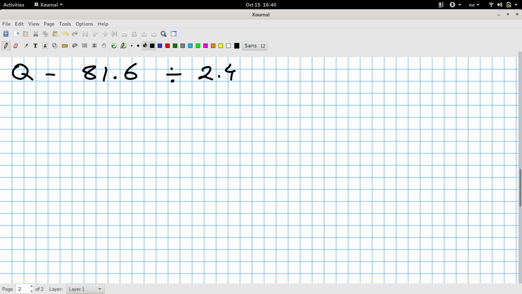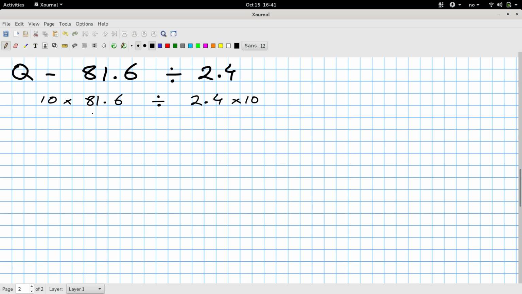So we start by eliminating or getting rid of this decimal, and since both have a single digit on the right side, we can multiply both sides by 10. So we can say 10 multiplied by 81.6, and then we keep the division for now, and then we say 2.4 multiplied by 10. Both of them we have multiplied by 10.